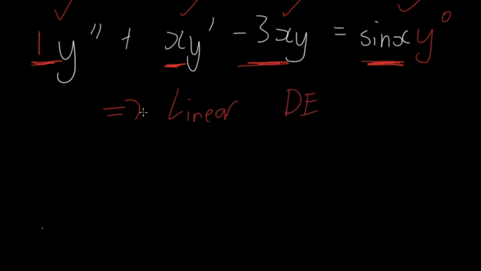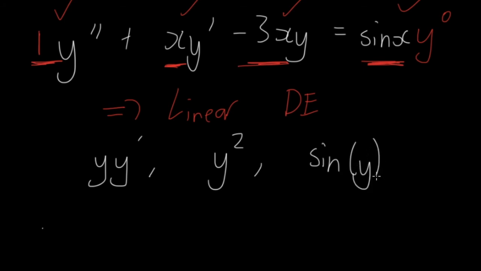Examples of terms that would be non-linear would be something like y times the first derivative of y, or y squared, or some function of y, so sine y. These would all be non-linear terms. And if any of these were present in the differential equation, then the differential equation would be non-linear.